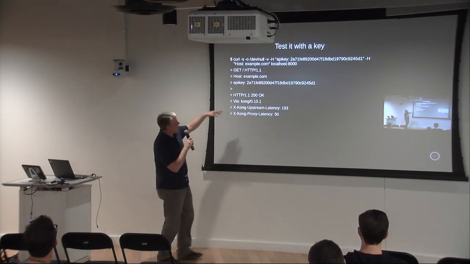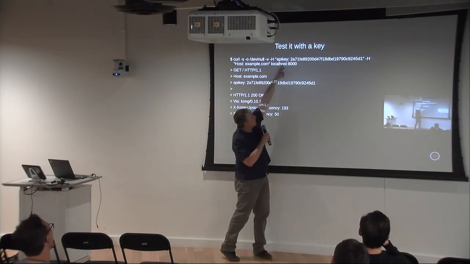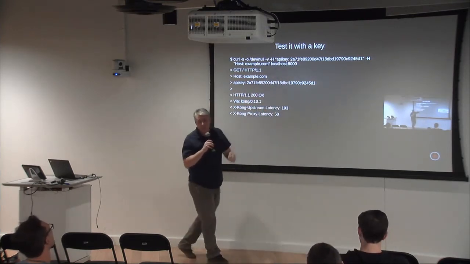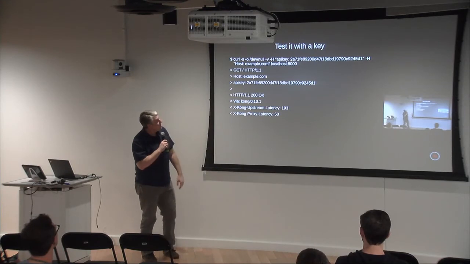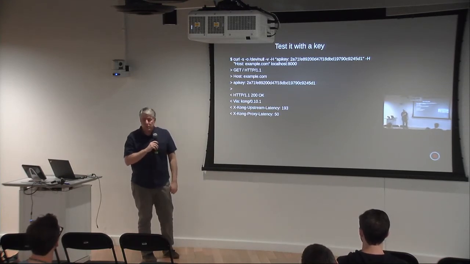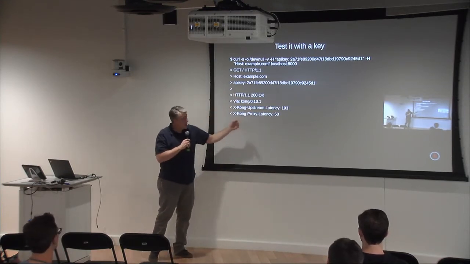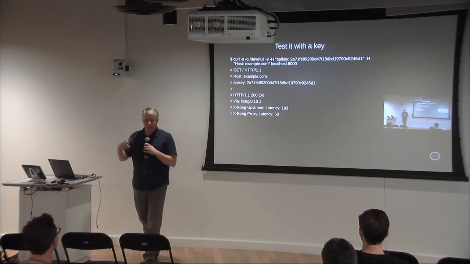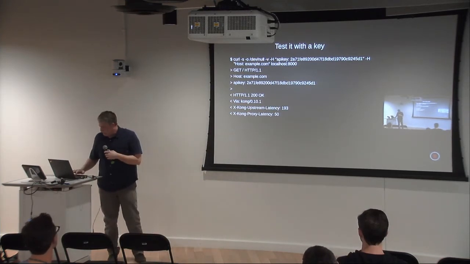So now we can test it with a key. So we set the header apikey to the key that we just got. And we do our curl again. You see the header is set here, and we get our 200 back. So now that we've authenticated, we can go through the API.